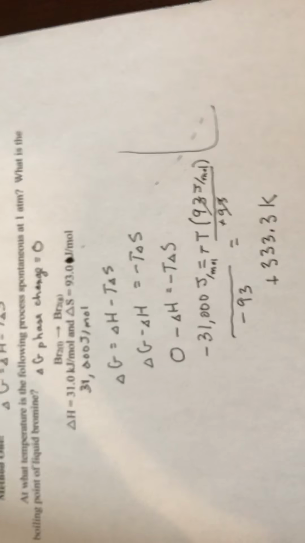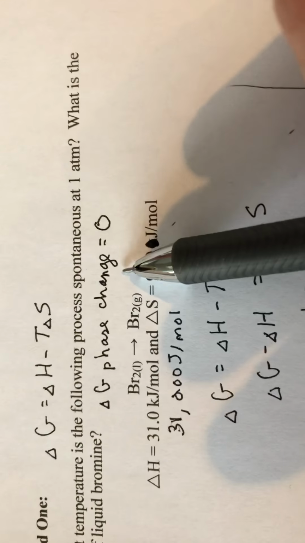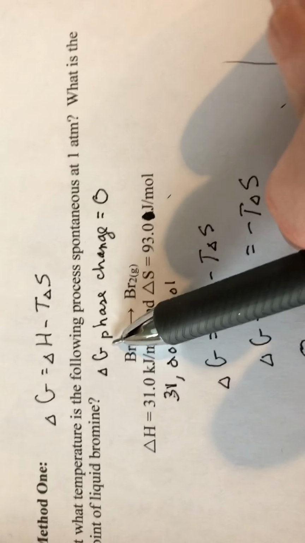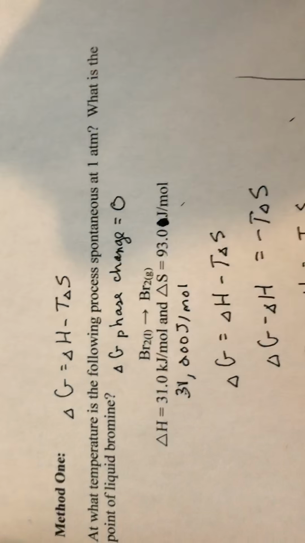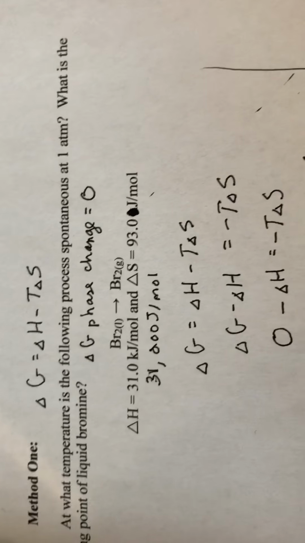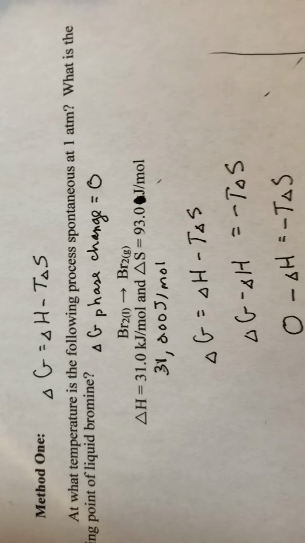Hope this helps. Major point: when you're doing your chapter 16 homework, remember, delta G during a phase change is 0, and that's how you're going to solve that problem. Because you might think, I don't know, I wasn't given all the information, but you were.